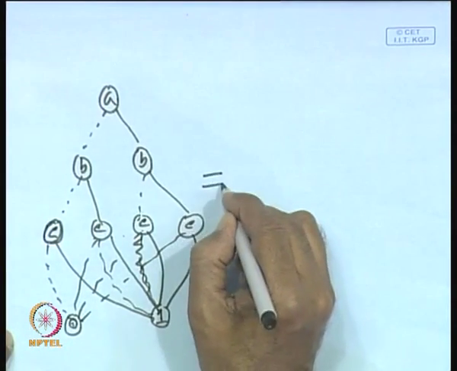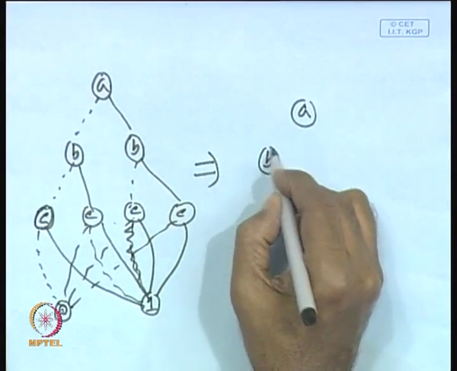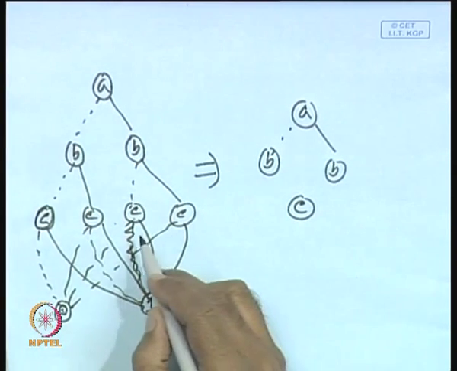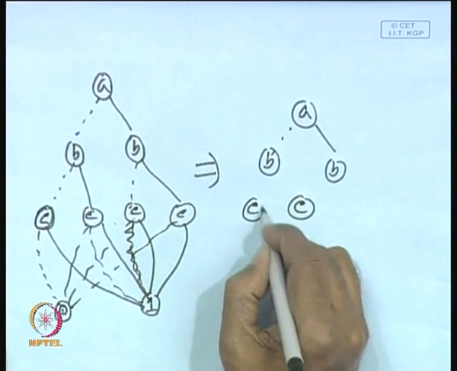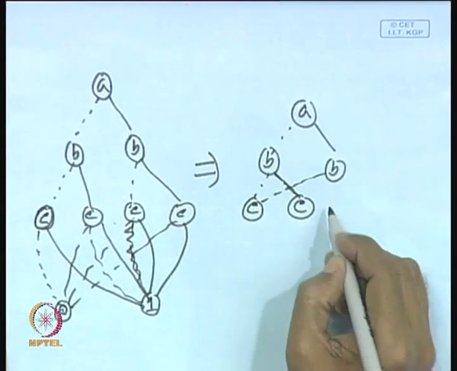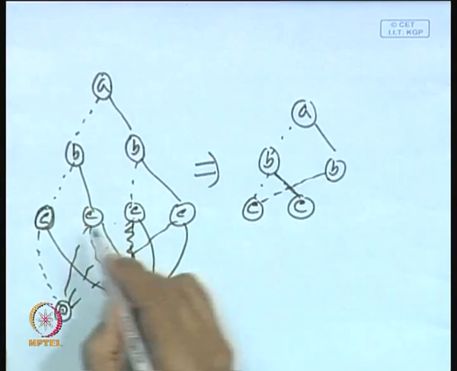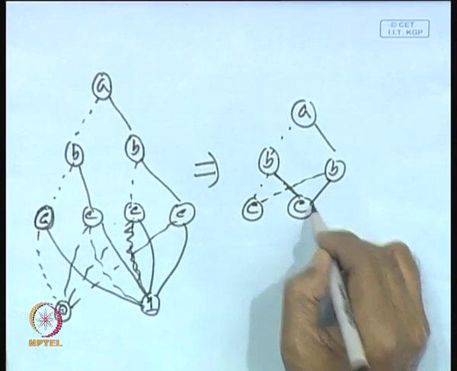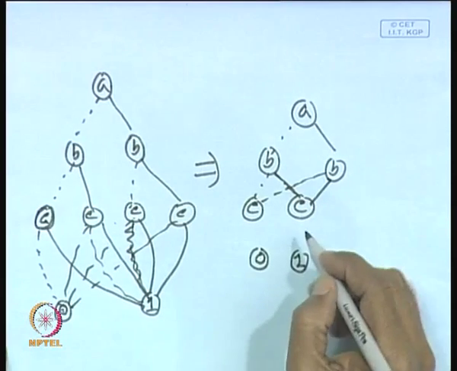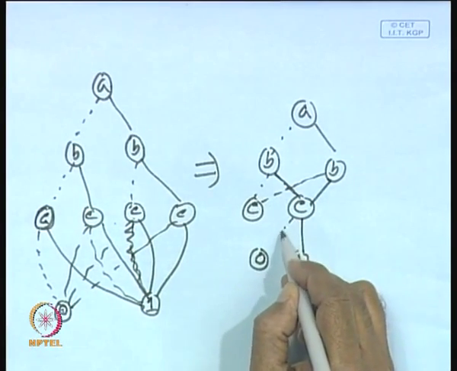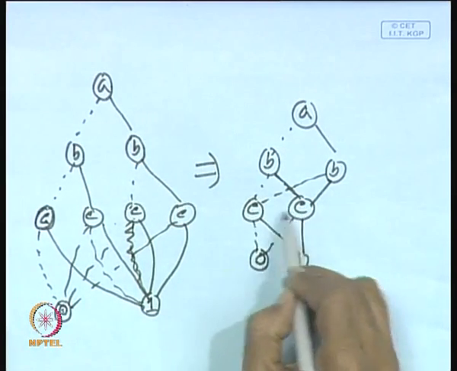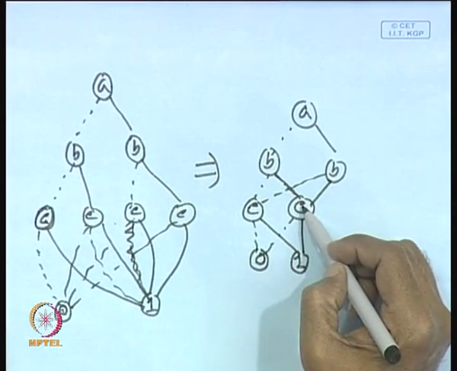So, this will become A, B, B, and all the C's will merge. I mean, not all, there will be two C's, one is your dot, another is your, from here it will come, here also dot, this will go here, from here also it will go here. So, this will go to both the cases 0 and 1. So, 1 1 0, ok.